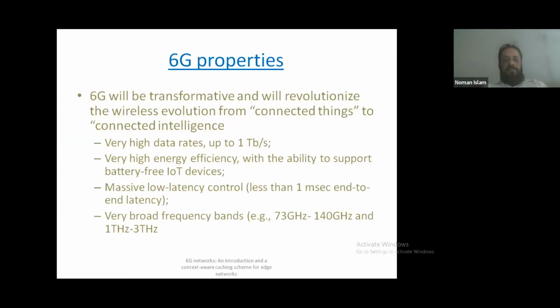So 6G, as I told earlier, will provide a data rate of up to 1 terabit per second, very high energy efficiency, and it is also envisioned that it will provide battery-free IoT devices, then very low latency, even less than 1 millisecond, and end to end latency such that applications like remote surgery will be possible. Then very broad frequency band in the range of 73 gigahertz to 140 gigahertz or 1 terahertz to 3 terahertz.